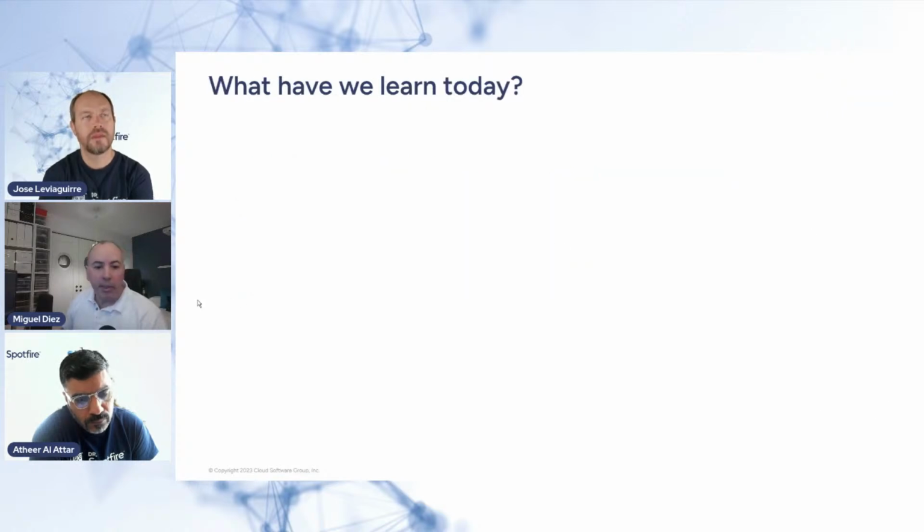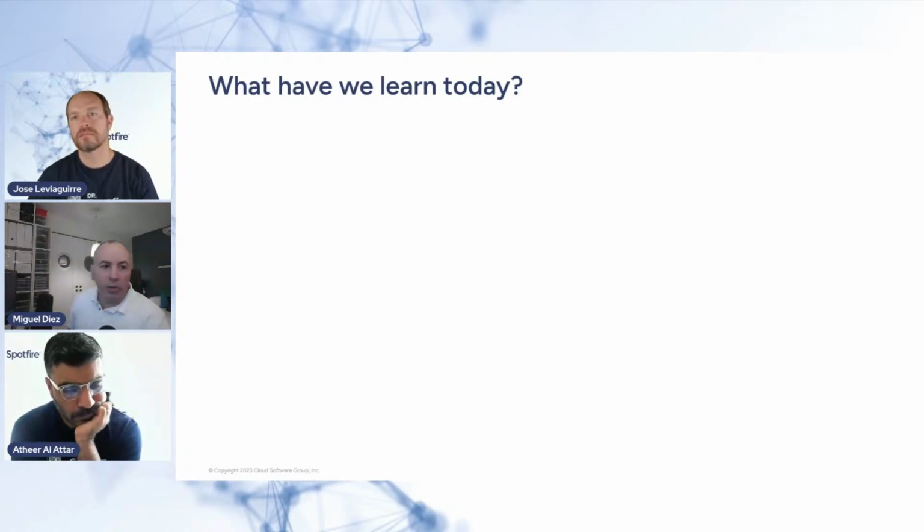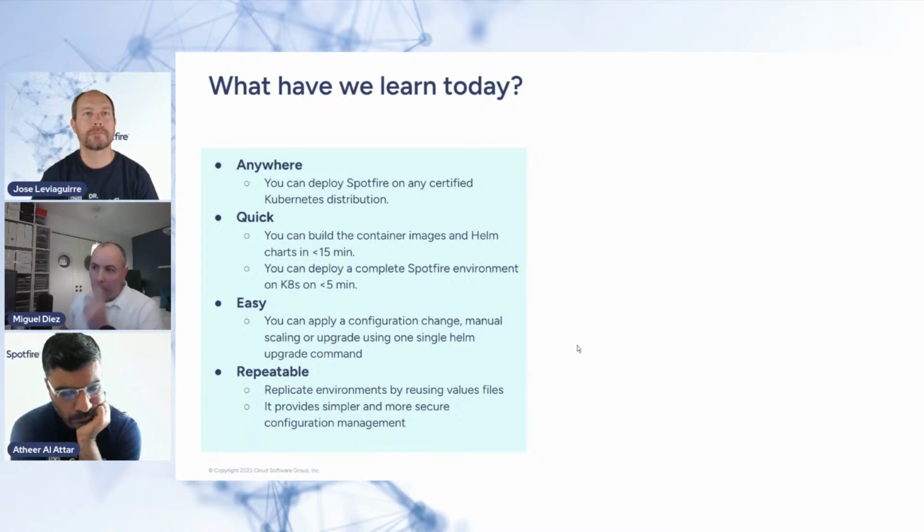So let's summarize. Let's recap, if you want. We can jump into that. What we have learned today. We can deploy Spotfire anywhere, as long as you have a certified Kubernetes distribution. For the definition of what is a certified Kubernetes distribution, you can look into the Cloud Native Computing Foundation. I will provide the links later.